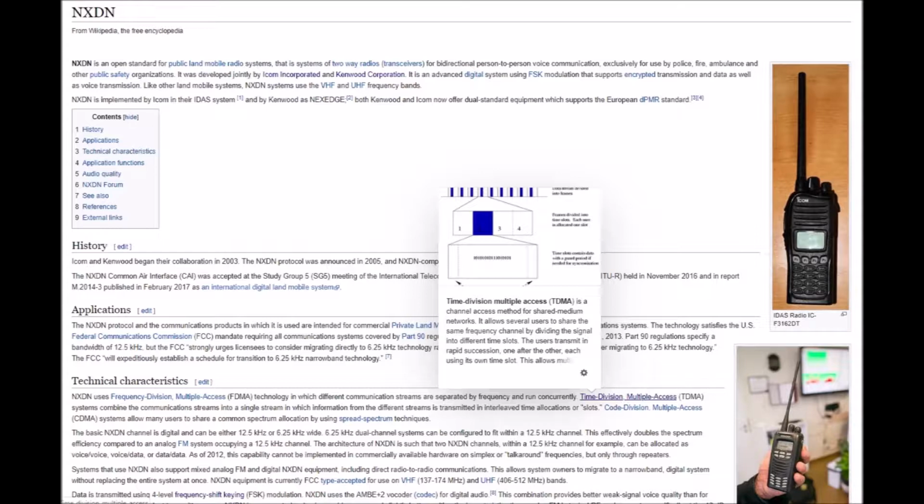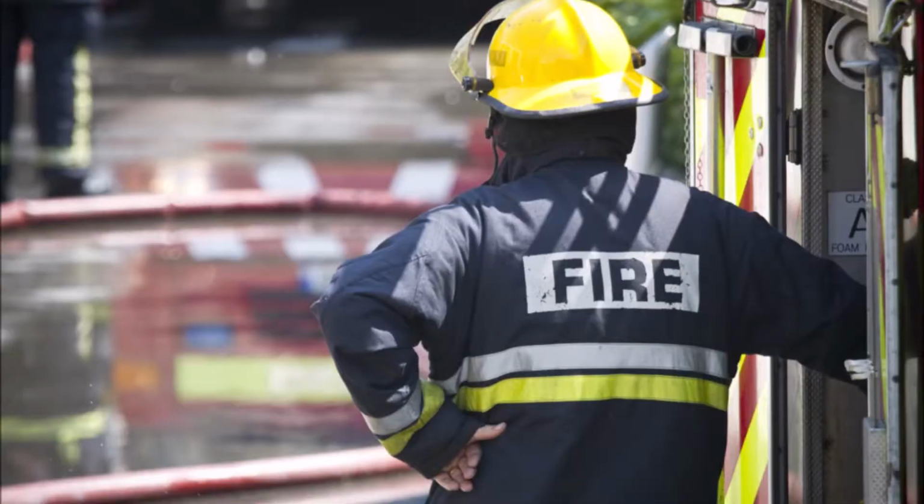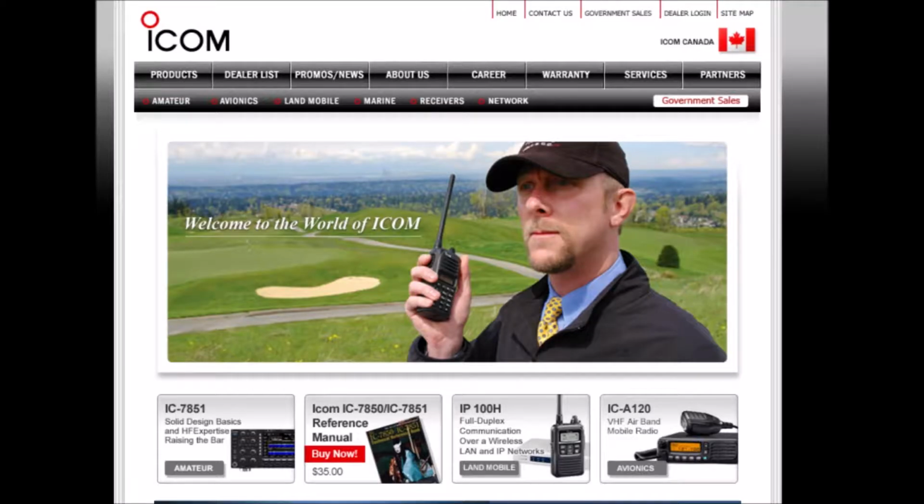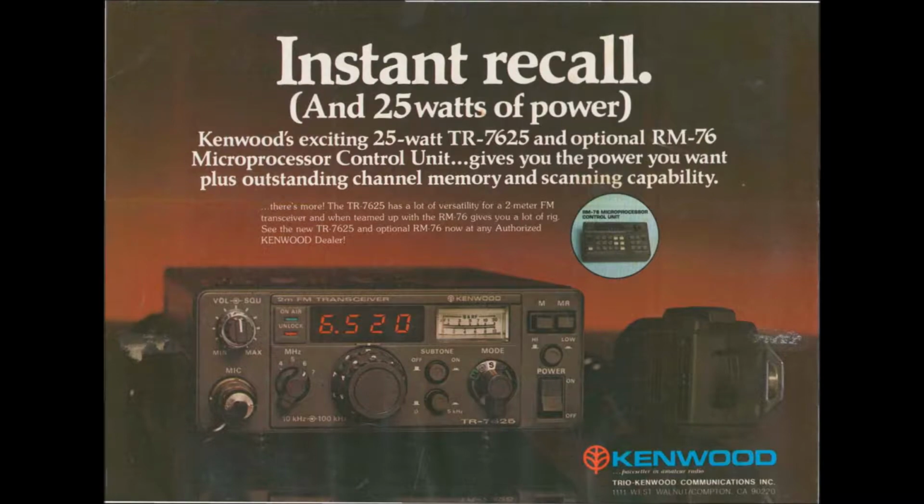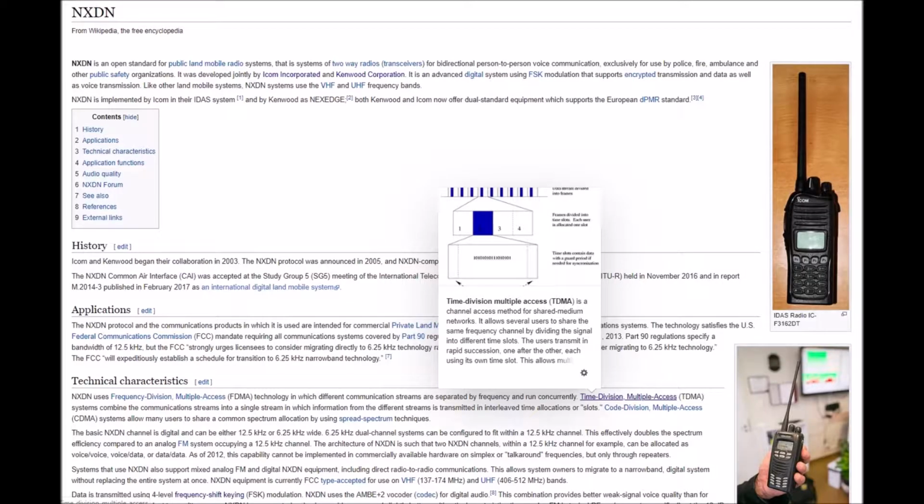Okay. Next definition, NXDN is an open standard for public land mobile radio systems, that is, systems of two-way radios, transceivers, for bidirectional, person-to-person voice communication exclusively for use by police, fire, ambulance, and other public safety organizations. It was developed jointly by ICOM Incorporated and Kenwood Corporation. It is an advanced digital system using FSK modulation that supports encrypted transmission and data as well as voice transmission.